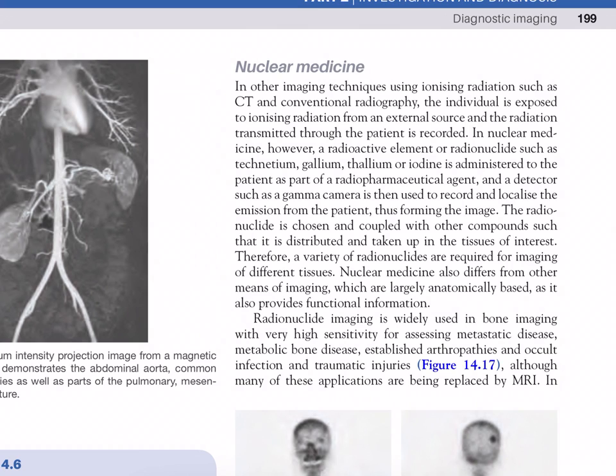The radionuclide is chosen and coupled with other compounds such that it is distributed and taken up in the tissues of interest. Therefore, a variety of radionuclides are required for imaging of different tissues. Nuclear medicine also differs from other means of imaging which are largely anatomically based, as it also provides functional information.